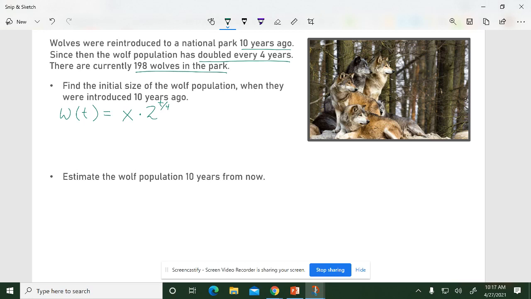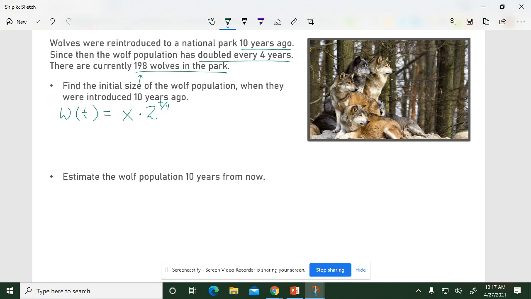So here's the issue we have, though. We don't know that initial amount. And we need to find that because that's actually the first question it's asking us, to find the initial size, the initial amount of the wolf population 10 years ago. So to do that, here's what we can use. We know a period of time. We know a number that we can plug in for t. And we also know the number of wolves that we will have after that 10 years. We know we end up with 198 wolves. So we can plug in both of those numbers.